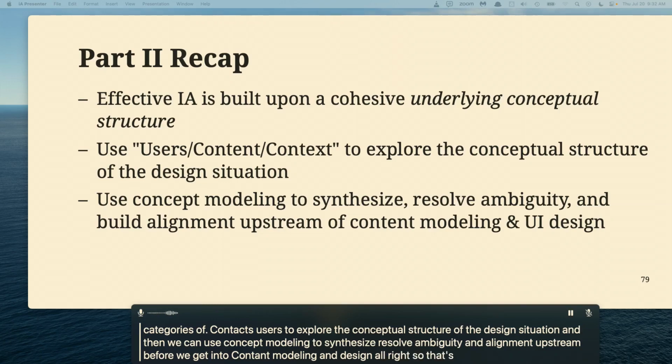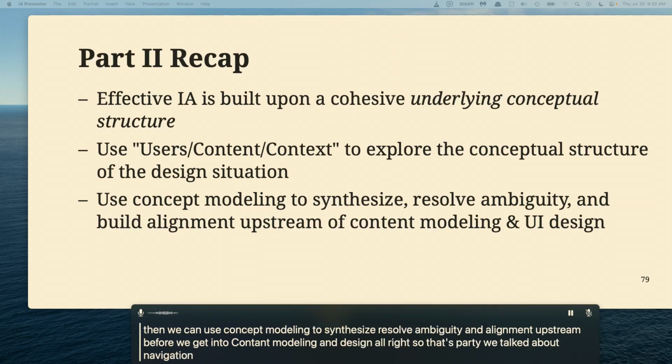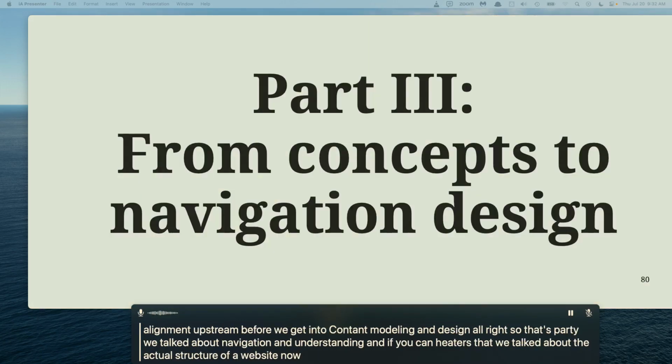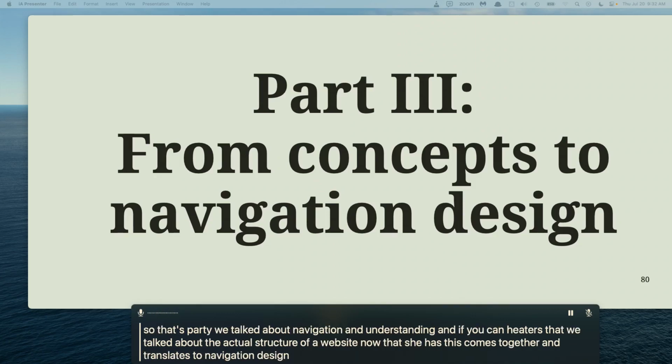All right, so that's part two. We talked about navigation and understanding and information-seeking behaviors. Then we talked about the conceptual structure of a website. Now let's see how this comes together and translates to navigation design.